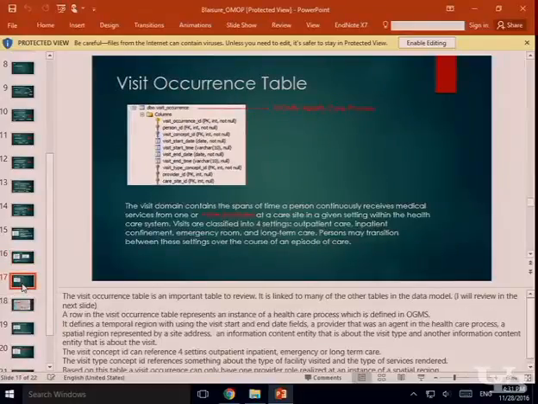This is a visit occurrence table. I actually was kind of excited when I initially looked at this table.